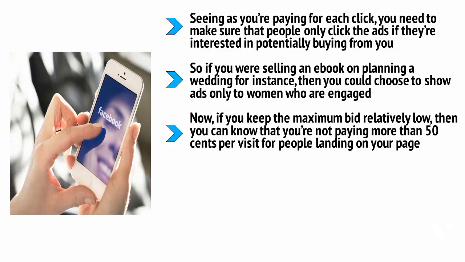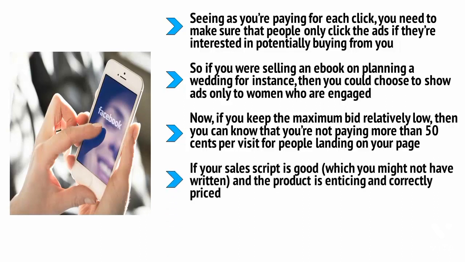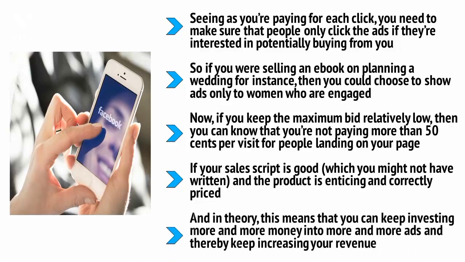If you sell an affiliate ebook for $100 and keep 75 of that, then you can afford to pay for 150 visitors and only make one sale. If your sales script is good, which you might not have written, and the product is enticing and correctly priced, then you can very realistically expect to get a conversion rate of anywhere from 1 to 5%. This means that you should make all the money you spend on marketing back and then some. And in theory, this means that you can keep investing more and more into more and more ads, and thereby keep increasing your revenue.